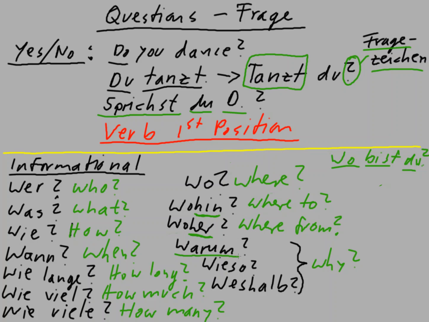So maybe the question why is so important to Germans that, you know, we had to come up with like 3 words for that. And let me just give you one more question word with a W. Wessen. And wessen means whose. So I can ask, wessen Auto ist das? Whose car is that? Okay, so these are our informational question words.